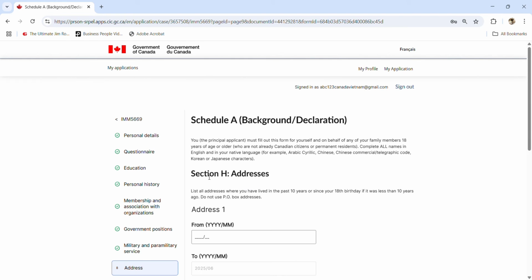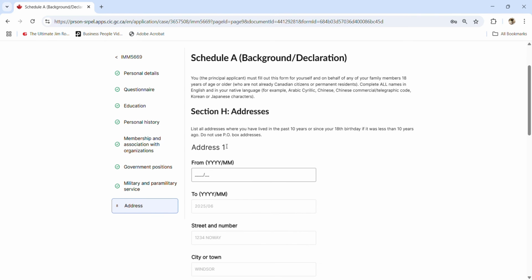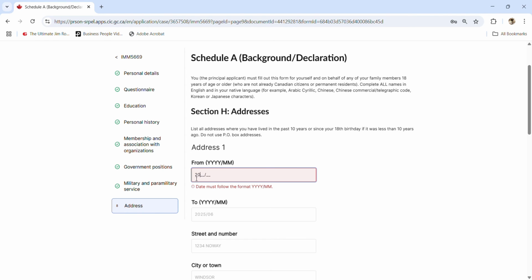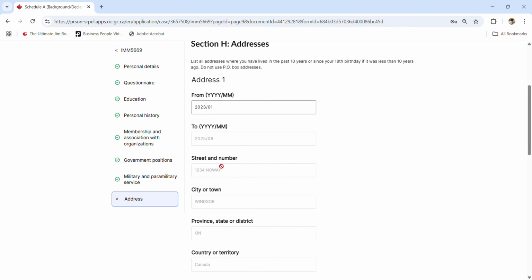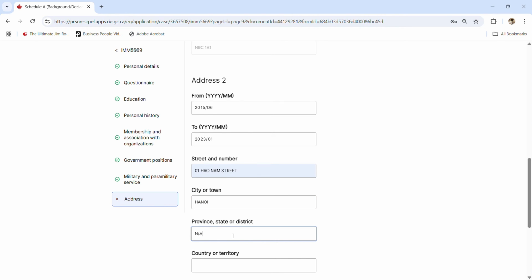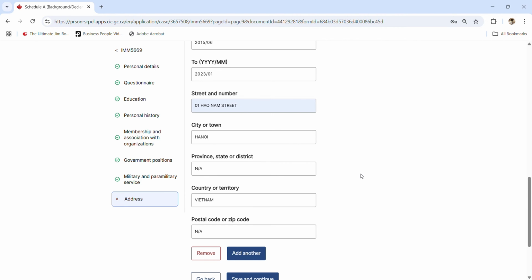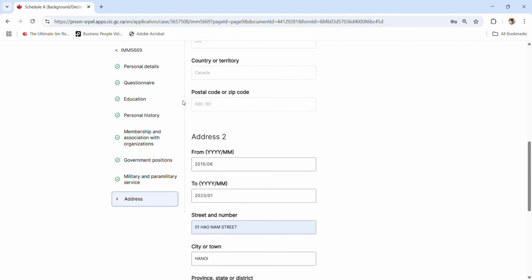Now it comes to the last section, section 8, addresses. In this section, you will need to list all addresses where you have lived in the past 10 years, or since your 18th birthday if it was less than 10 years ago. So let's do it now. Based on John Smith's situation, I will put that information like this. I live at the street number in here, and it comes up automatically with the current one. Then address 2 to make up 10 years: street number, city, province, country, and there's no postal code in that country. So okay guys, we are done with the last part of the form IMM 5669.